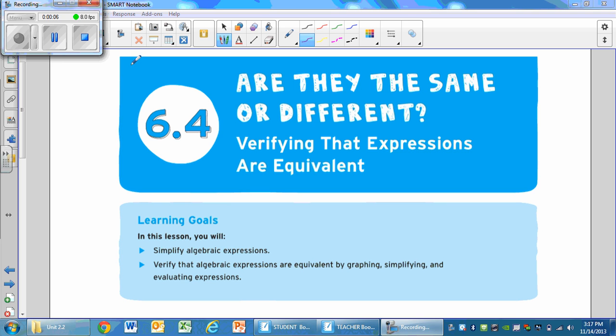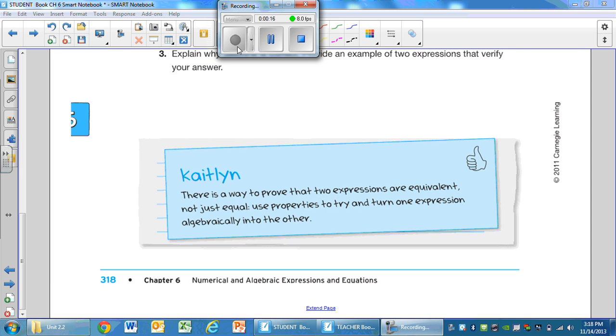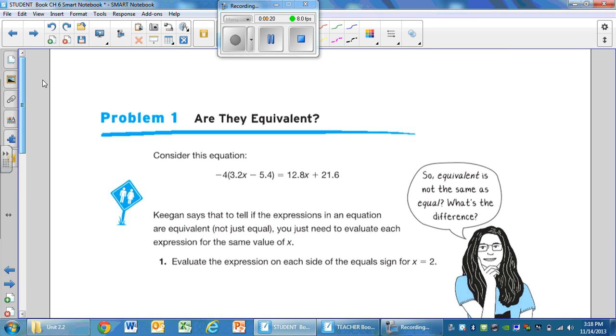This weekend we are going to do 6.4 and 6.5, because on Monday we're going to do those in class. So 6.4 and 6.5. Let's get started on page 318. Consider the equation. So we're considering this equation right here.